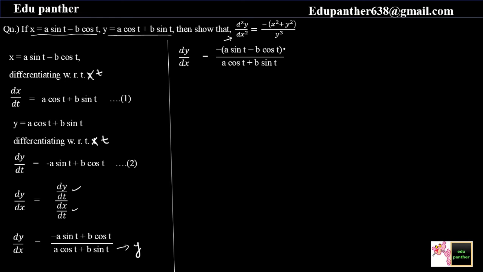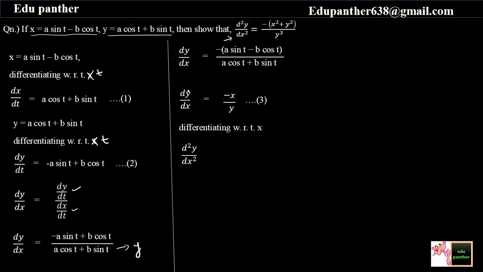So our numerator is x, denominator is y. So dy by dx will be minus x over y. Suppose this is equation number 3. Now we have got the first order derivative. We have to find the second order derivative. So what will be our next step? Yes, we'll differentiate with respect to x again.